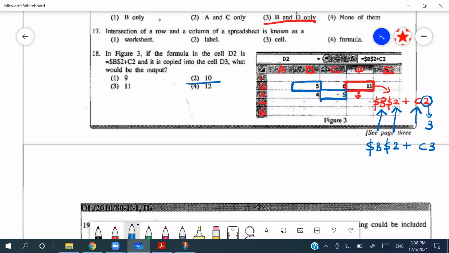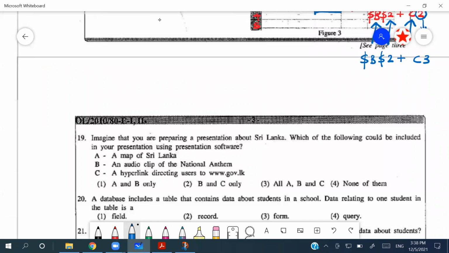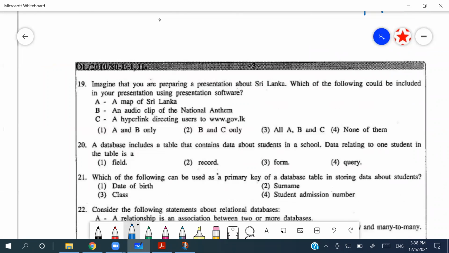Then we are moving to the 19th. Then you're asking, imagine that you are preparing a presentation about Sri Lanka. Which of the following could be included in your presentation using presentation software? Okay. A map of Sri Lanka. That means it should be an image. So yes, it is possible.